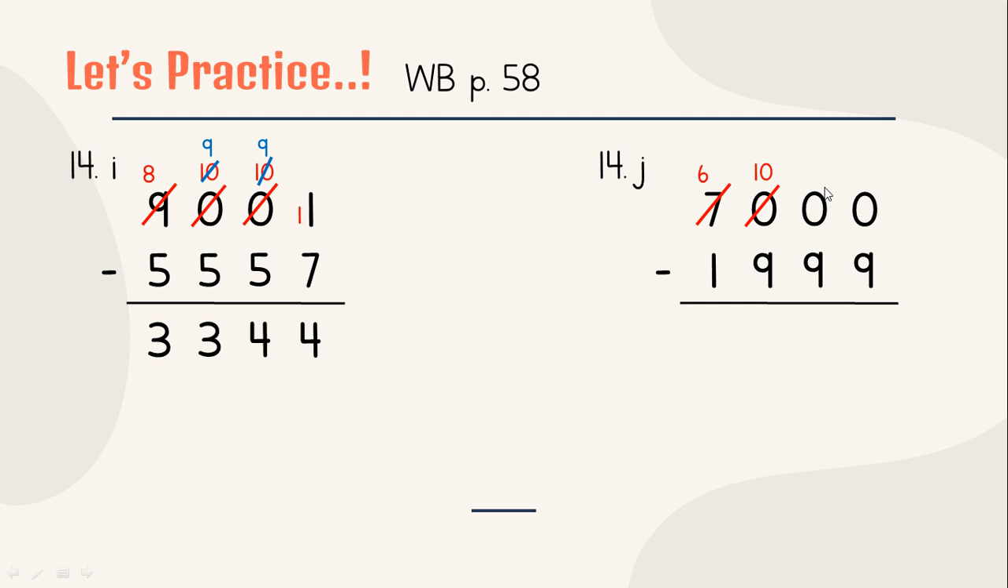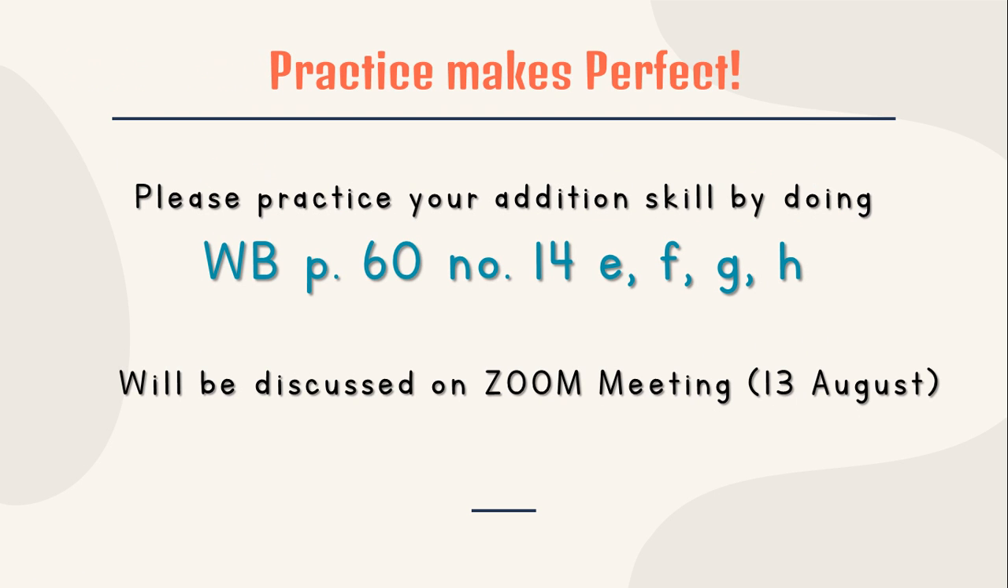Now get back. This 0 can borrow from the 0 or no? Cannot. So this 0 can borrow from this 10 or no? Yes. So if can, borrow 1 there. Right? Now this 0 can borrow from this 10 or no? Yes, that's right. That's it. So this 10 now becomes 10. 1. So 10 minus 9 equals 1. 9 minus 9 equals 0. 9 minus 9, 0. 6 minus 1, 5. So the answer is 5001.